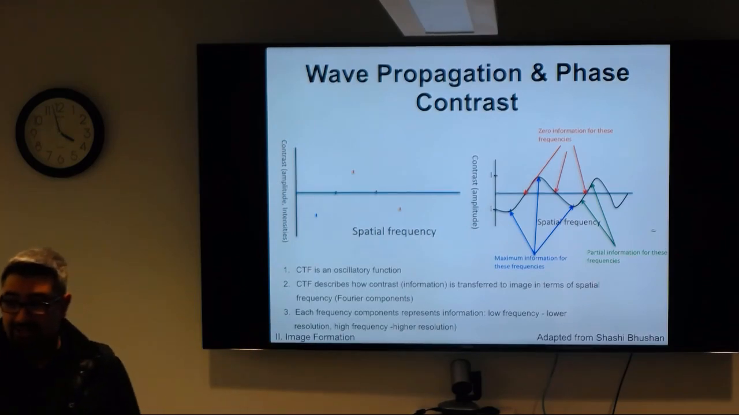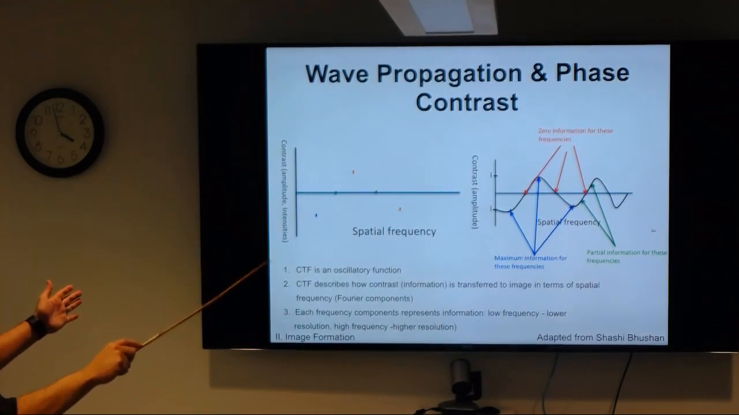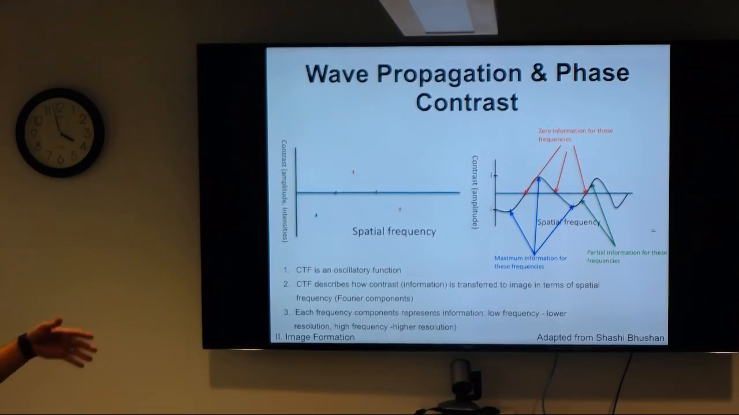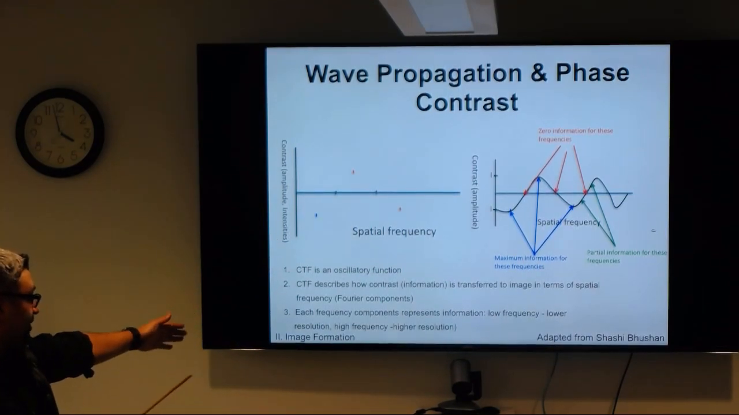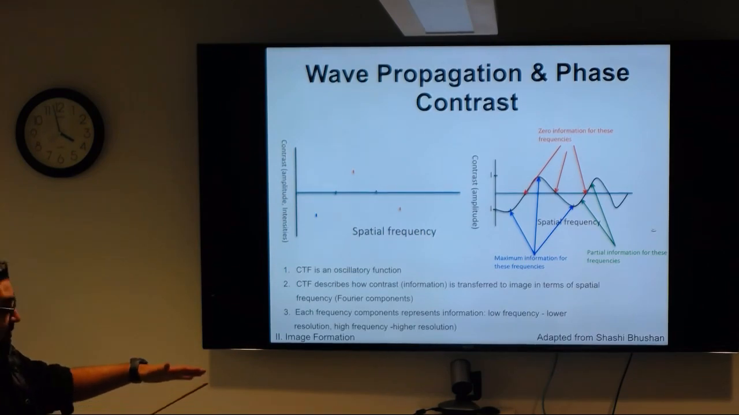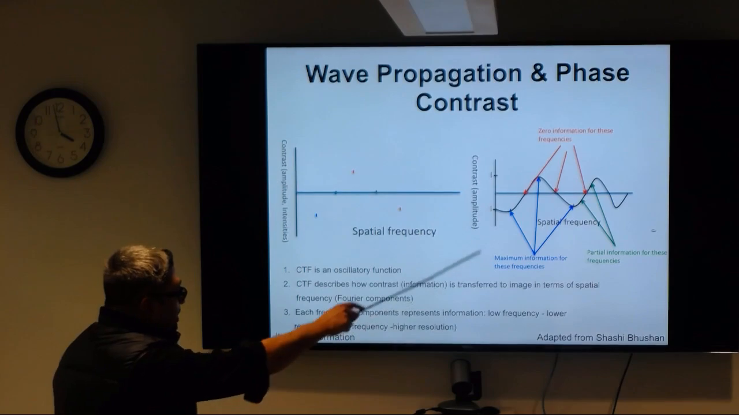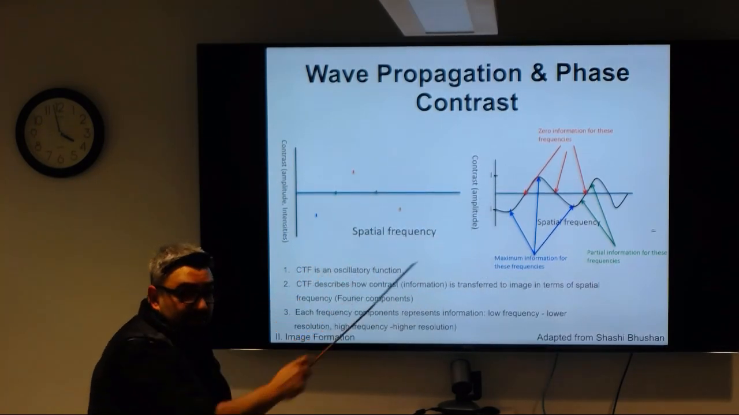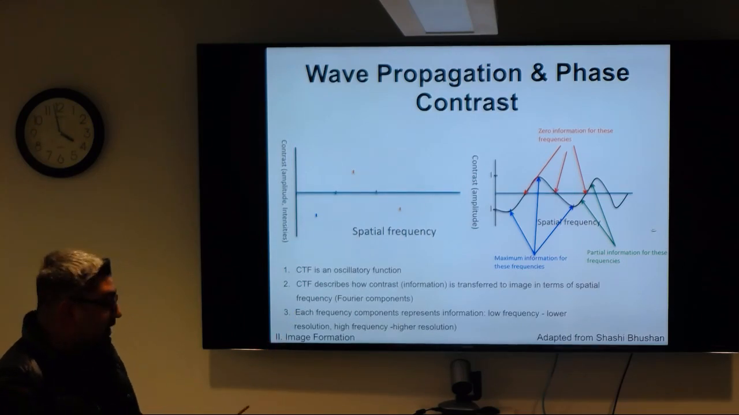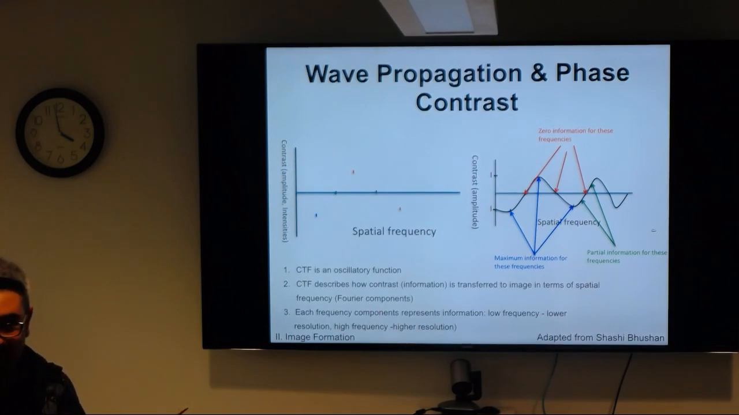The contrast transfer function is an oscillatory function that describes how contrast or information is transferred to the image in terms of spatial frequency. Each frequency component represents information. This low frequency here is the lower resolution, where the high frequency represents the higher resolution. Okay, is that clear for everybody?